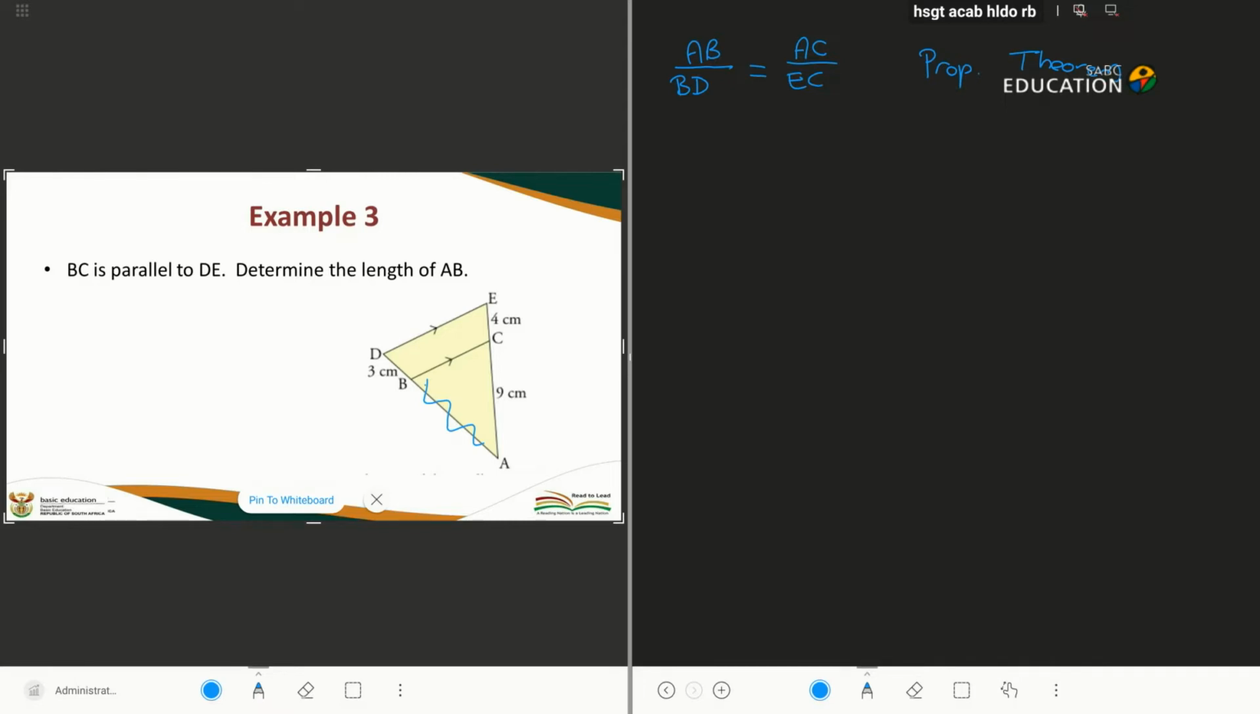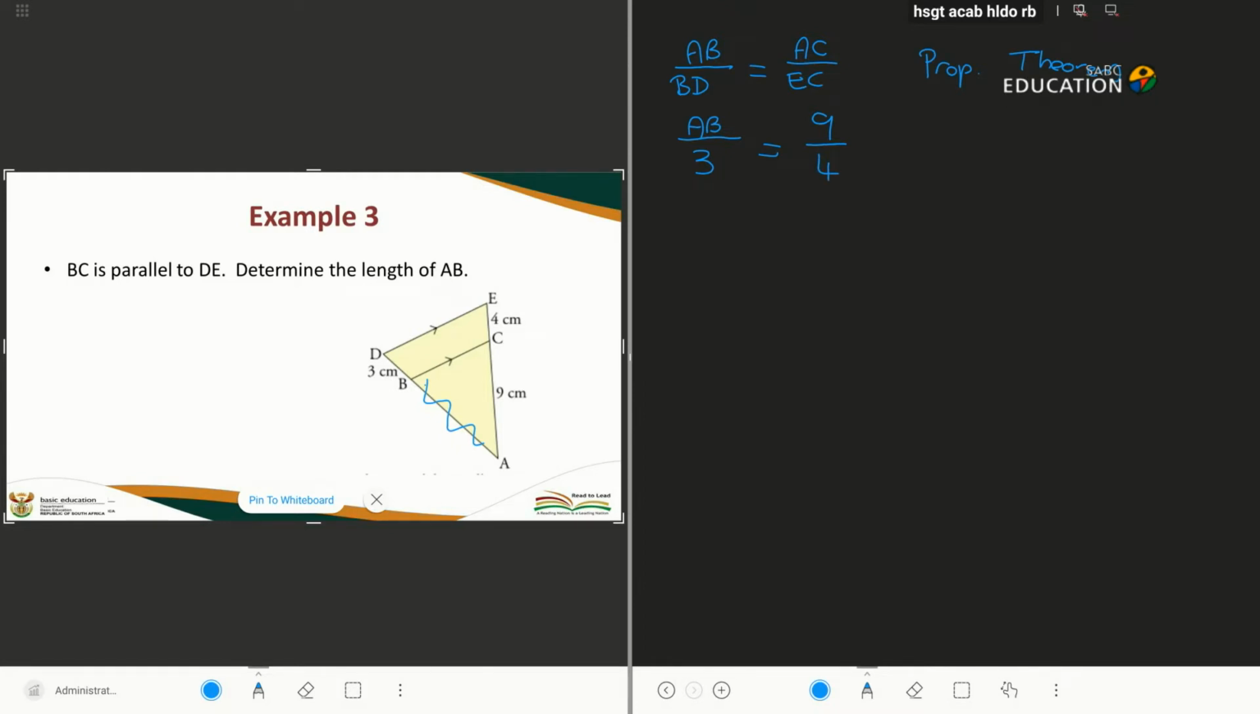Now I go and start to substitute the side lengths. So AB I don't have. This is what I need to calculate. So I have AB divided by BD, which has a length of 3 centimeters. AC has a length of 9 centimeters. And then EC has a length of 4 centimeters. And now just check that you can take out the centimeters. We're not going to use the unit in our calculation. Let me just erase that for you. So we have 9 divided by 4.